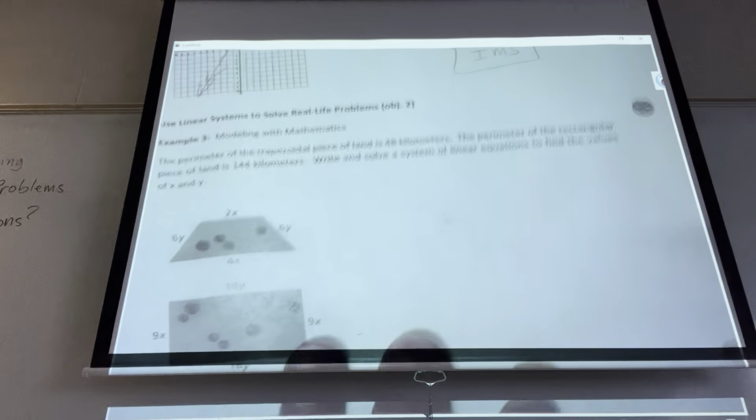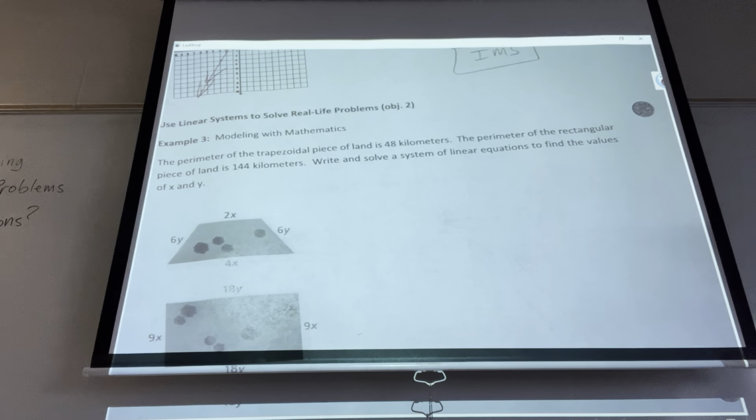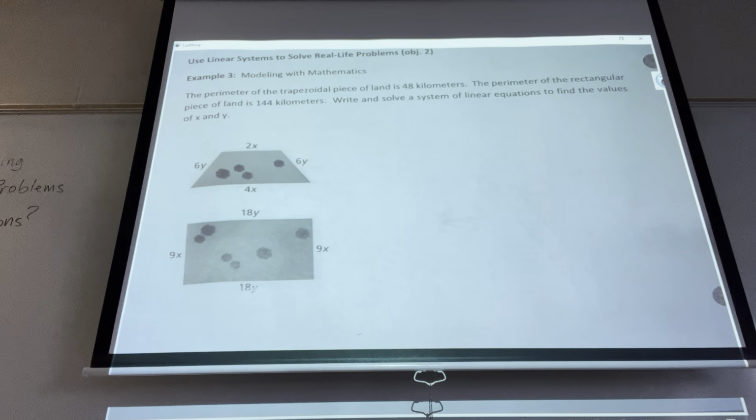Class, this last problem is kind of silly. I don't know, there's a lot of good word problems. This one's not, because it just feels kind of made up and forced. But we can still knock it out pretty easily here. It says the perimeter of the trapezoidal piece of land is 48 kilometers. The perimeter of the rectangular piece of land is 144 kilometers. And they want us to write and solve a system of linear equations to find X and Y. Class, how do you find perimeter?